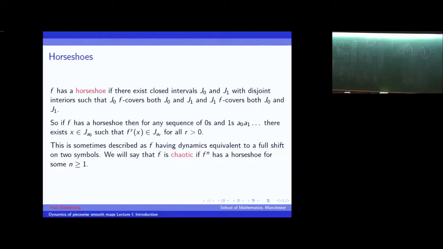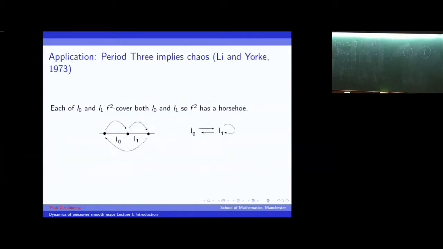So the reason this is called a horseshoe is that all possible sequences of zeros and ones are allowed by the graph, which is effectively what happens in the Smale horseshoe in two dimensions. And we'll say that F is chaotic if some iterate, F to the n, has a horseshoe, which is what we did a bit earlier today. Okay, so period 3 implies chaos, Li and Yorke.